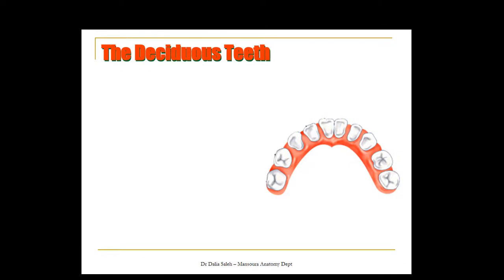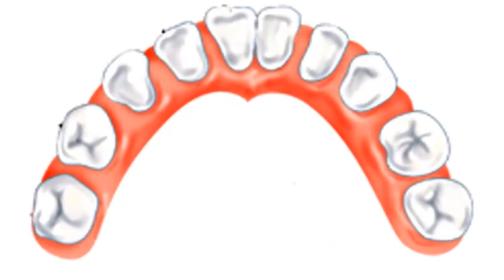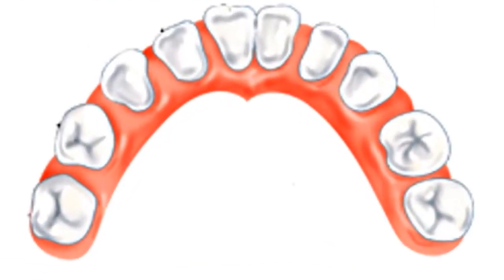In babies, we have what's called deciduous teeth, or temporary teeth, or milk teeth. They are 20 in number. In each half of each jaw, we have the incisors, central and lateral, one canine, and just two molars, first and second.